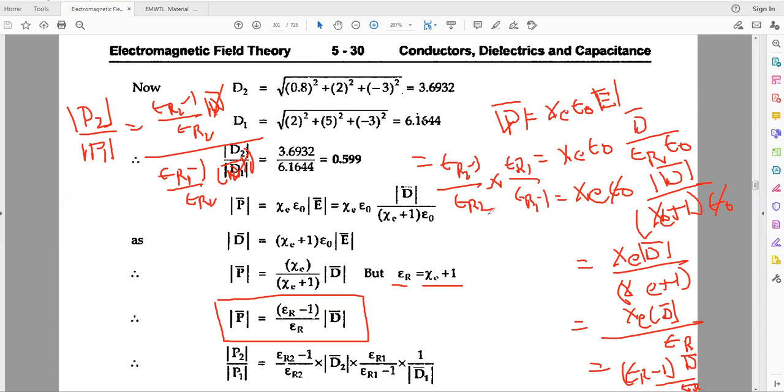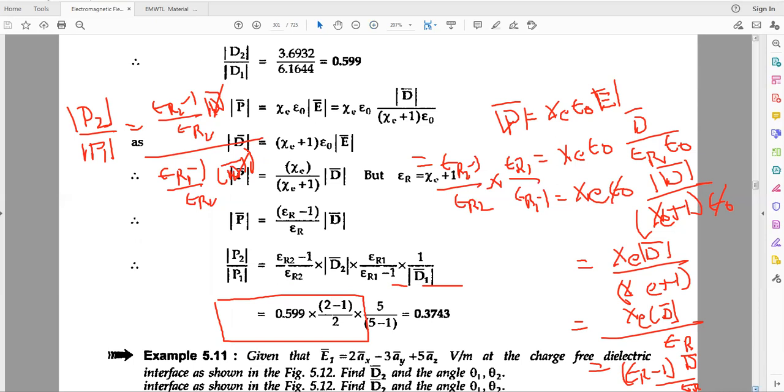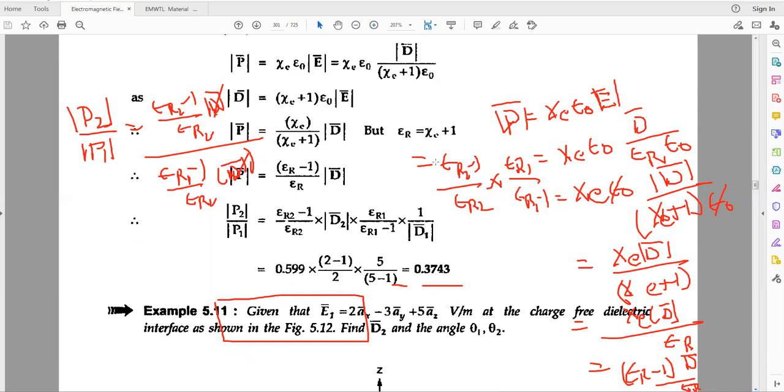We have these values 2 and 5. Substitute those values here: 2 is epsilon R2 and 5 is epsilon R1. Substitute and find the ratio between P2 and P1. That is 0.3743. Got it, my dear students? There are so many formulas in today's examples, the boundary conditions, and in the last class also we had 3 examples, very important equations. Understood, my dear students?